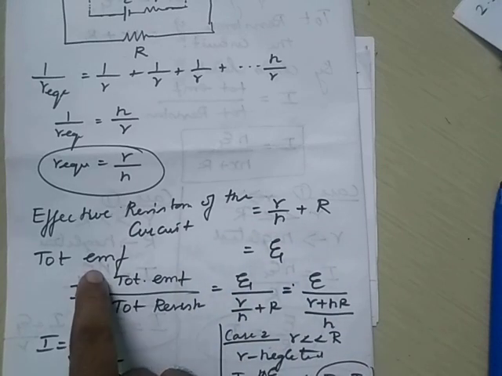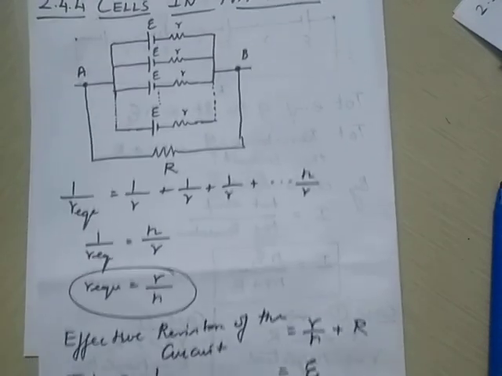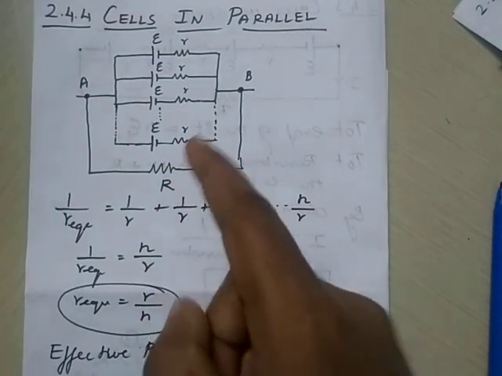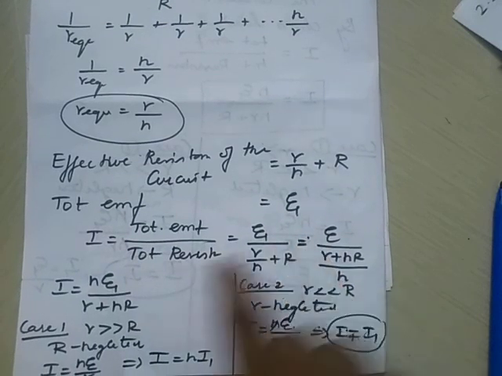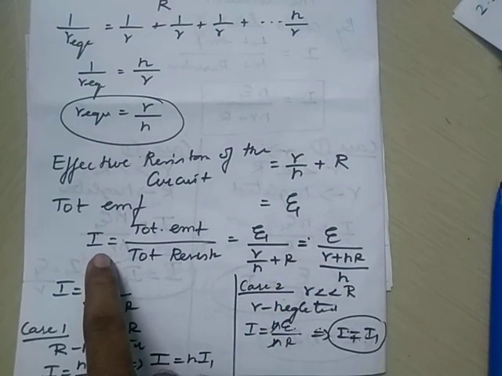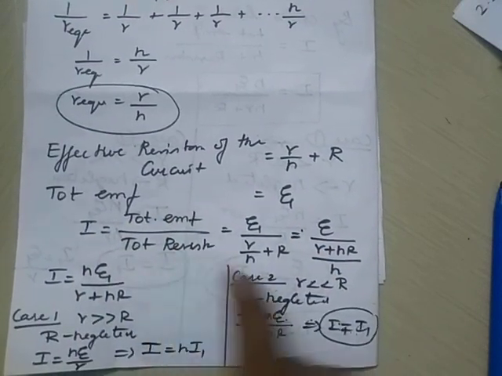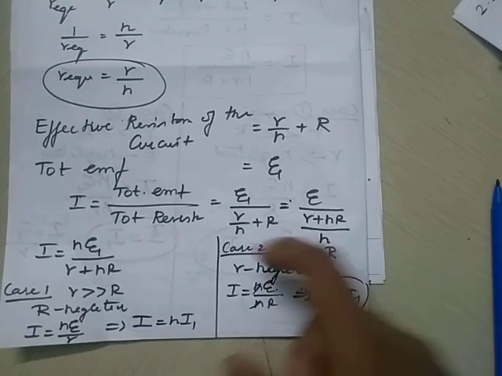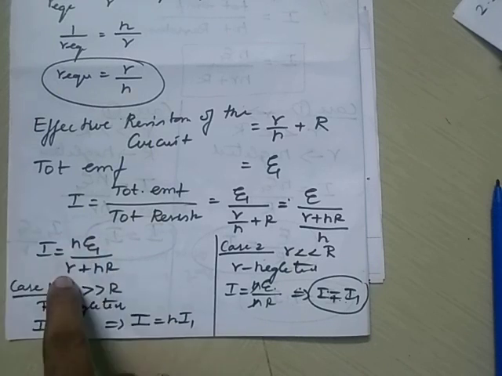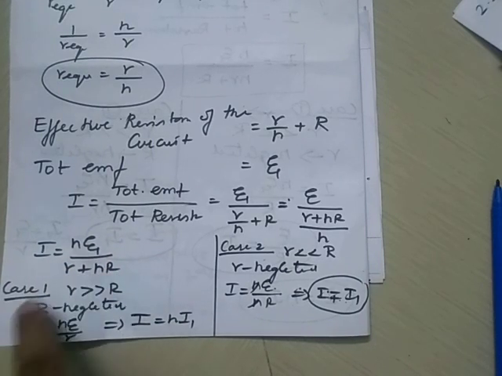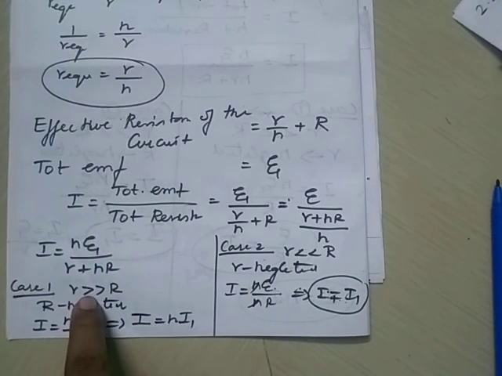Then the total EMF: here all the cells are connected in parallel, so in a parallel connection the potential difference is constant, so we can write ψ. Then we know very well current I is equal to EMF by resistance, then we write ψ by (r by N plus R). Rearranging it we get the expression I is equal to Nψ by (R plus Nr).